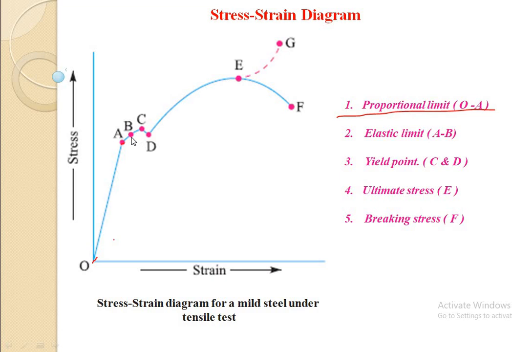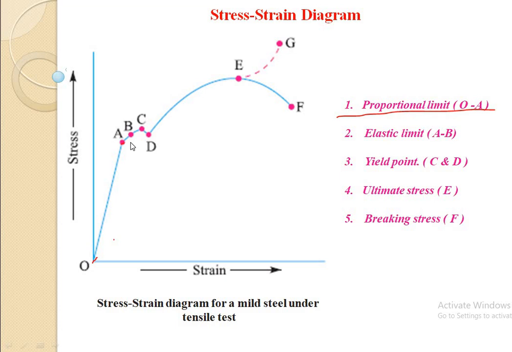It is defined as the stress developed in the material without any permanent deformation. Without any permanent deformation means up to point B, if we remove the load, the material will regain its original size and shape. Otherwise, that is known as the permanent deformation. So up to point B, the material is in elastic limit. So point A to B is the elastic limit.